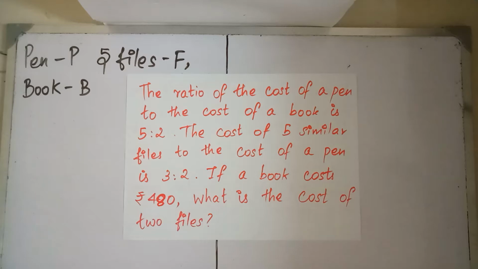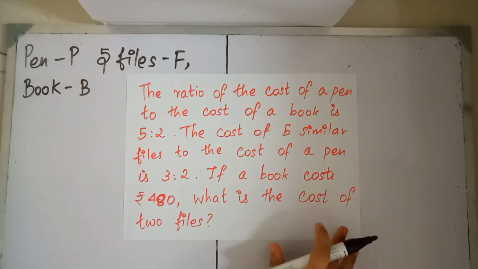In this problem, we'll be approaching the concept of ratio and proportion. The ratio of the cost of a pen to the cost of a book is 5:2. The cost of 5 similar files to the cost of a pen is 3:2. If a book costs 480 rupees, what is the cost of 2 files?